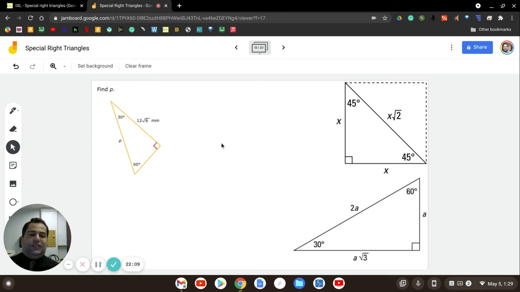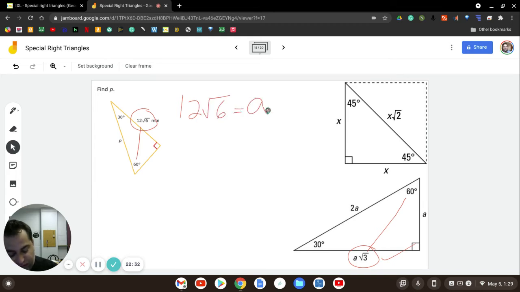In this problem, I have a 30, 60, 90 triangle. And then I know that opposite the 60-degree angle, I have 12 square root of 6. Opposite the 60-degree angle, I have a square root of 3. So 12 square root of 6 is equal to a square root of 3. Divide by the square root of 3 on both sides. Cross off what they have in common. And I get a equals 12. And then 6 divided by 3 is 2, square root of 2.